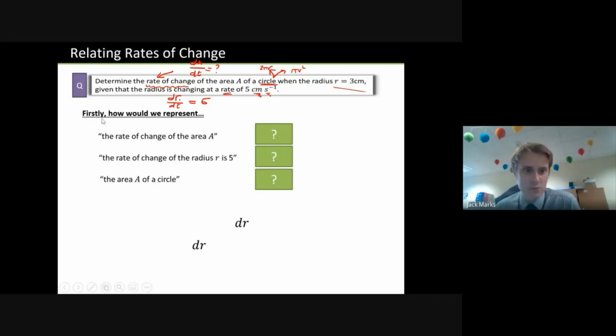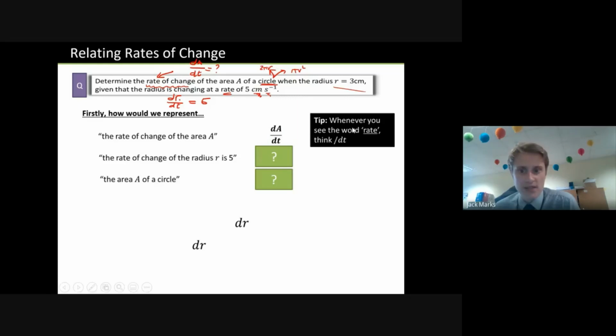So let's just check these points here. The rate of change of area A. So we said when we hear rate, think about dt. So some sort of derivative with respect to t. The rate of change of the radius is r. Now, before we go any further, we've got dA dt, which we're supposed to work out because it says determine. We've also got dr dt over here.